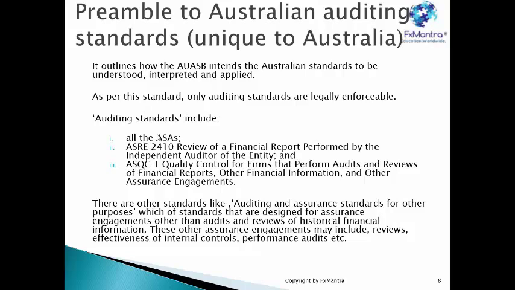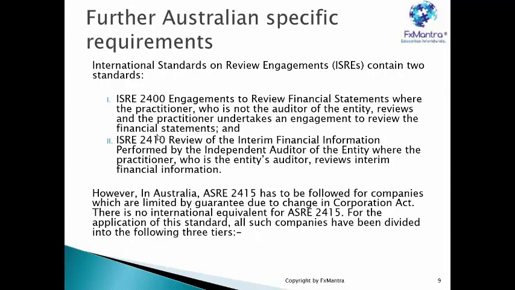Let's also try to understand the other Australian specific requirements which are not there internationally. The International Standards on Review Engagements, the ISREs, contain two standards, ISRE 2400 and 2410. ISRE 2400 is applicable to the review of financial statements where some other practitioner, who is not the auditor of the entity, comes and undertakes an engagement to review the financial statements. For example, if Mr. A is the auditor of company X, then Mr. A is not doing the review here. Another practitioner has undertaken the engagement to review the financial statements. So ISRE 2400 is applicable then.